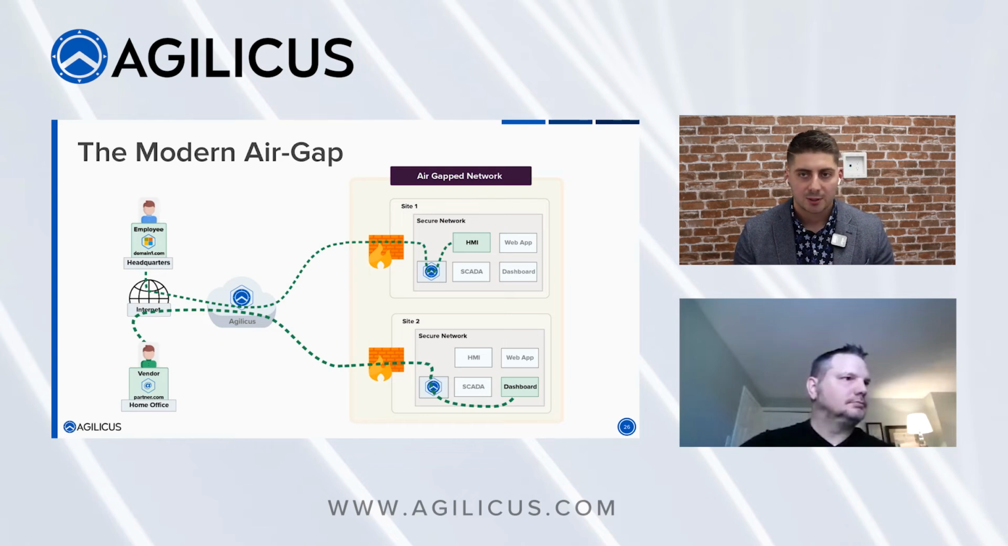Instead, in this example, we have two users. One's a vendor who needs to support a PLC. They're sitting at home. One's a senior leader that watches various dashboards from the corporate network. Everything happens exactly how we described it previously. We create an outbound-only connection for the HMI. We create an outbound-only connection to the dashboard. Those go to the internet.